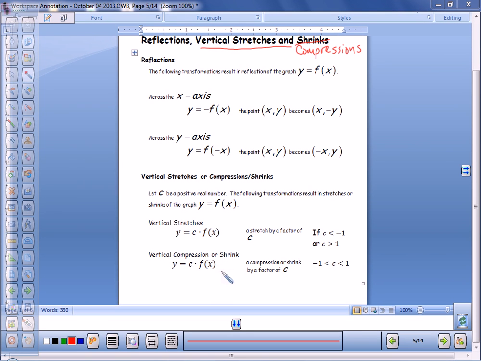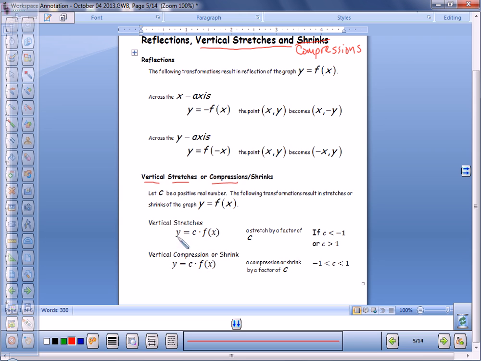And we talked about this the other day in terms of a rubber band. When we vertically pull or stretch a rubber band, it gets more narrow. And when we vertically compress a rubber band, it becomes wider. And that's the same thing that happens when we do a vertical stretch or a compression to any other function.